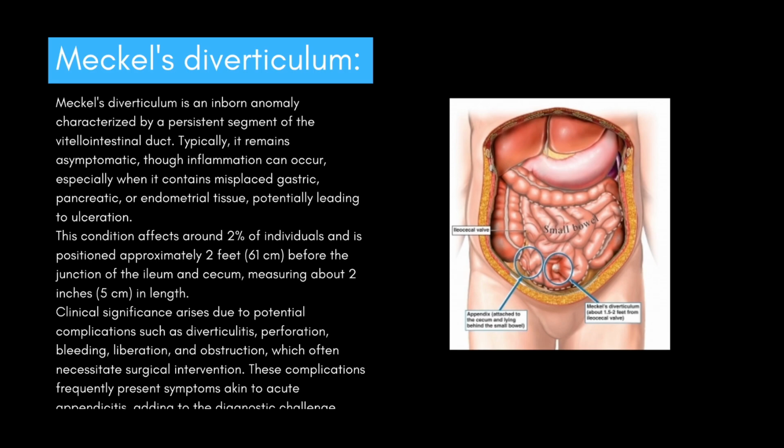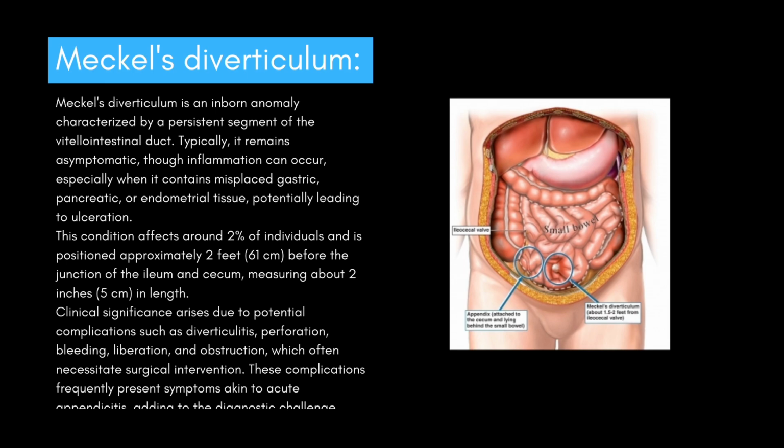This condition affects around 2% of individuals and is positioned approximately 2 feet before the junction of the ileum and cecum, measuring about 2 inches in length, which is about 5 centimeters. Clinical significance arises due to potential complications such as diverticulitis, perforation, bleeding, ulceration, and obstruction, which often necessitate surgical intervention. These complications frequently present symptoms akin to acute appendicitis, adding to the diagnostic challenge. And I have a nice visual representation of the issue to the right.